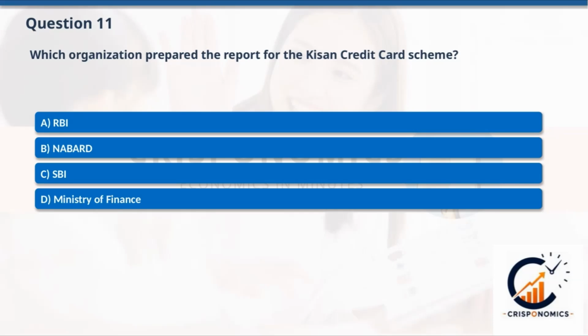Now, let's focus on the organizations involved with the Kisan credit card scheme. The question here asks which organization prepared the report for this initiative. We have 4 options: the Ministry of Finance, SBI, NABARD, and RBI. Each plays a significant role in India's financial ecosystem, but only one is responsible for preparing this particular report. Understanding their roles helps us see how policies and programs like the Kisan credit card come to life.